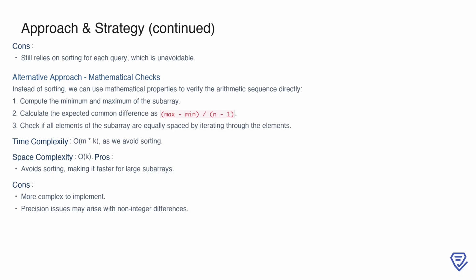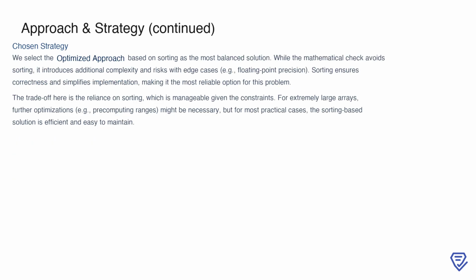However, this method introduces its own challenges. It's more complex to implement and may encounter precision issues when handling non-integer differences. While faster for larger subarrays, these trade-offs must be carefully considered. The strategy we choose for this problem is the optimized approach based on sorting.